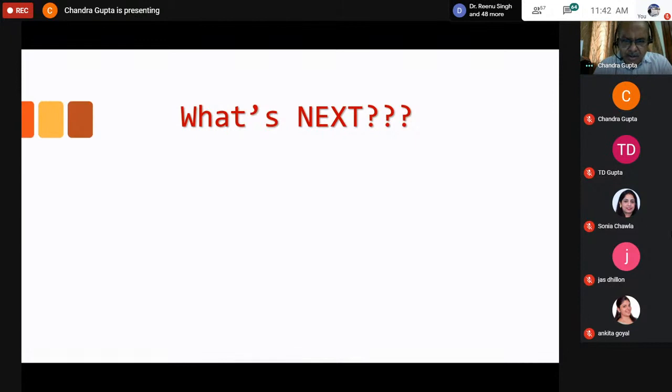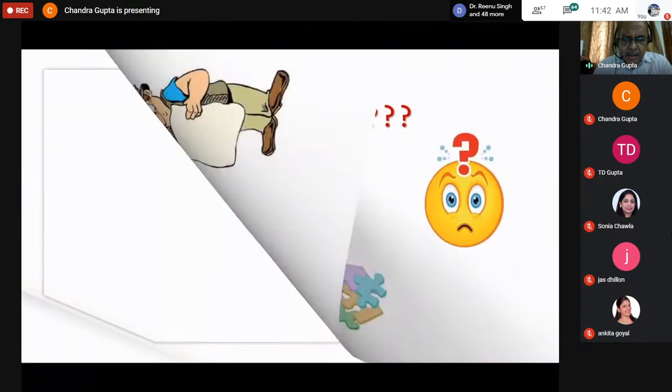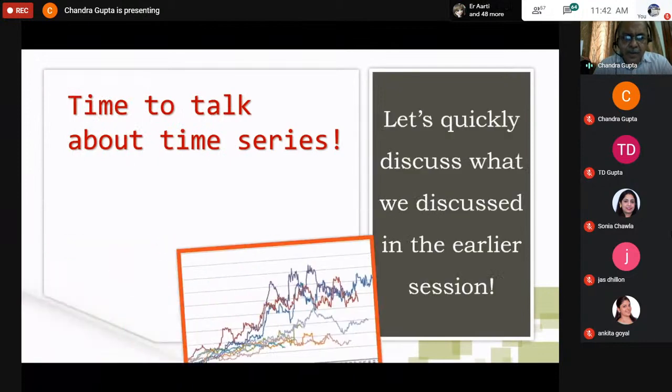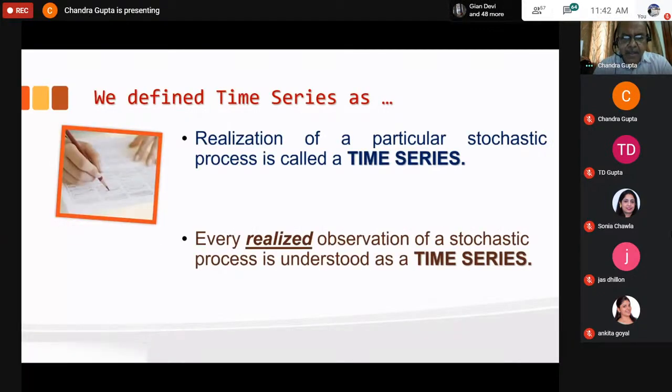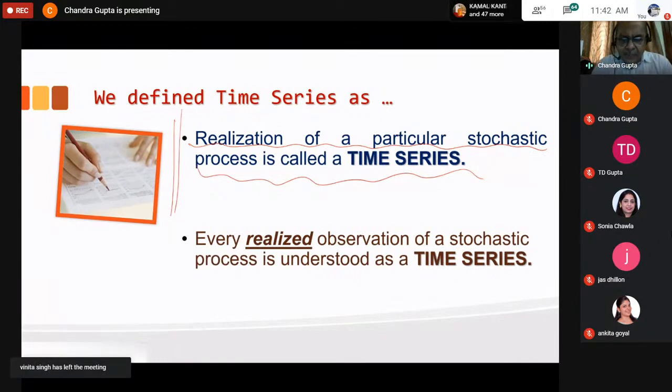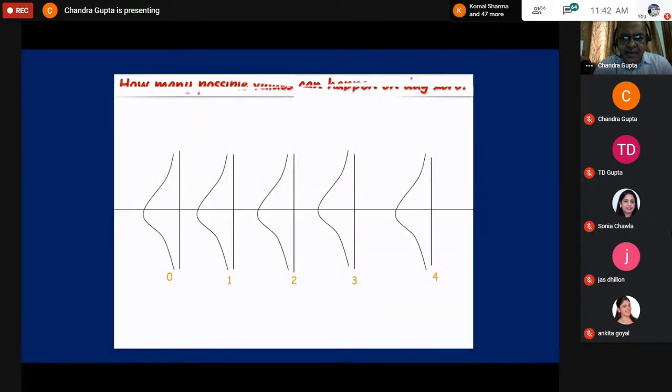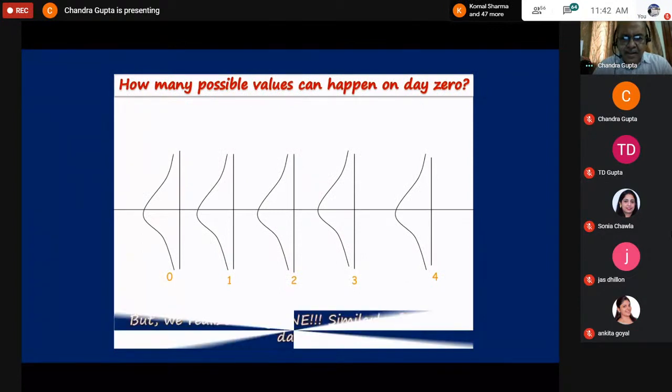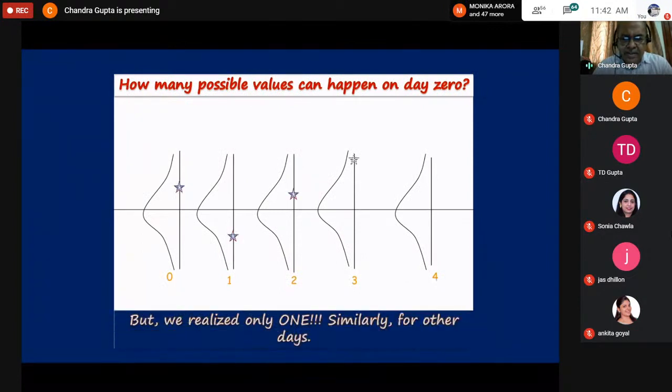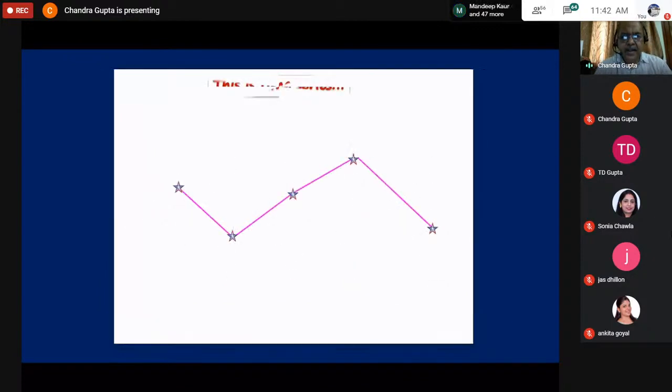Let's see what we are going to talk about. We were talking about time series in the earlier session. Let's have a quick discussion about it. We define time series as a realization of a particular stochastic process. Every realized observation of a stochastic process is understood as a time series. So we have a stochastic process, we realize these observations, and we get a collection of it. That's what is called a time series.